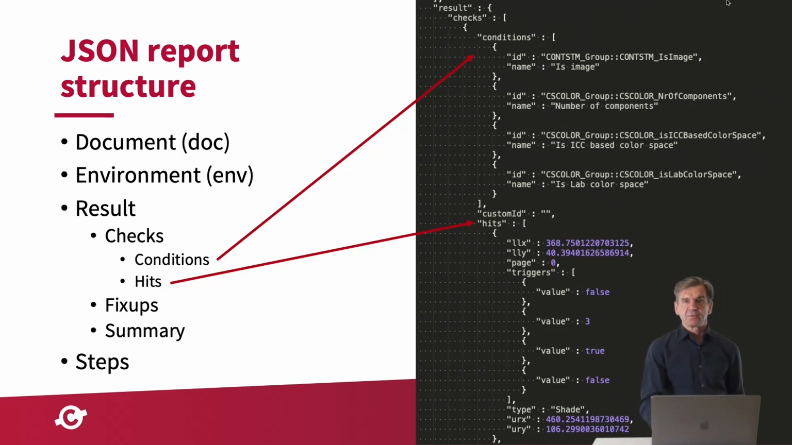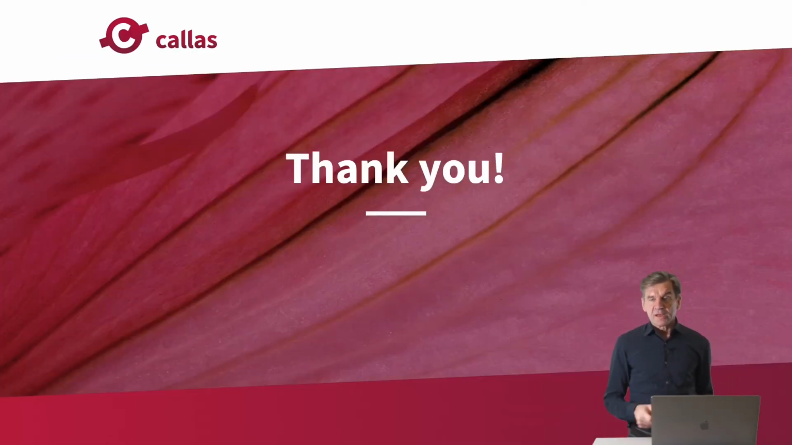Related to that check, there is a custom ID and so forth. Then there is a hit, and the hit comes with the coordinates of the respective object and also some trigger values. So very much the same information that you will find in an XML report, but in a JSON structure that is easier to use in a JavaScript environment. In addition, below the checks and hits section, all the fix-ups that were applied are listed, and if it runs in a process plan, you will also see the steps that the PDF file went through. So if the JSON report is created after a process plan has been executed, the steps are listed. And that brings me to the last slide of my session.